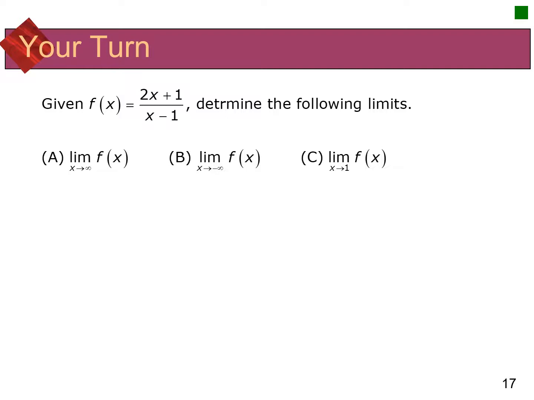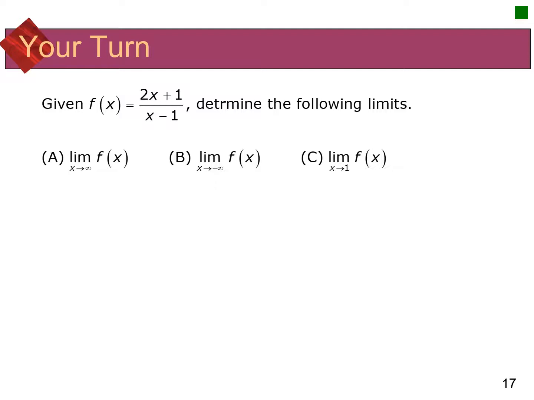So you were given this function f of x equals 2x plus 1 over x minus 1, and you were asked to determine the following limits, although "determine" is kind of misspelled, but be that as it may. The first one I'm looking to do is the limit of f of x as x approaches infinity. Well, how do I interpret that? I don't have a graph in front of me. How do I deal with that?